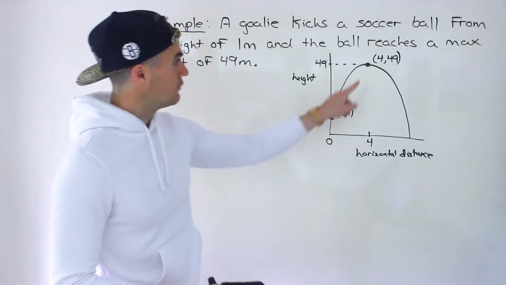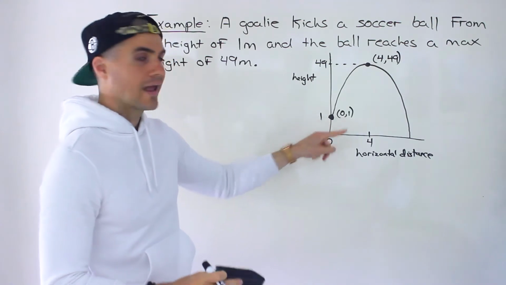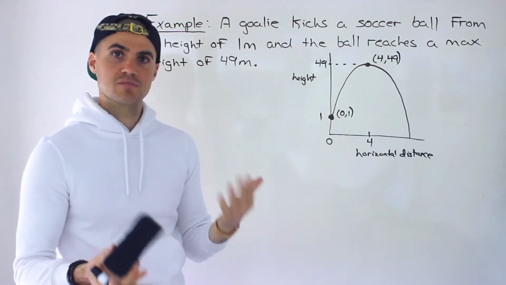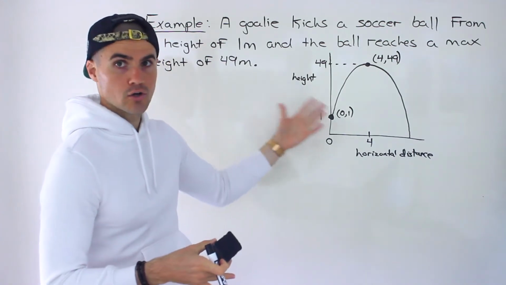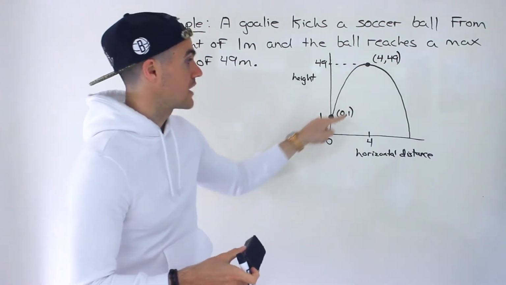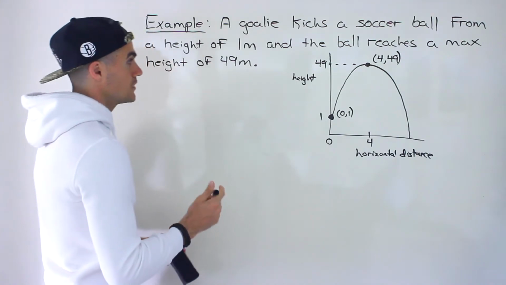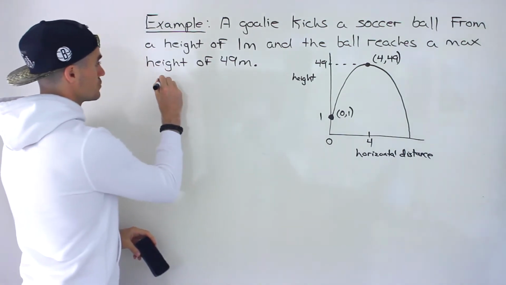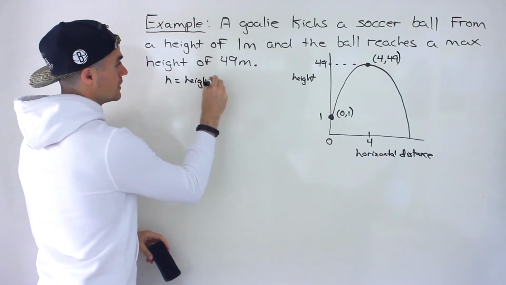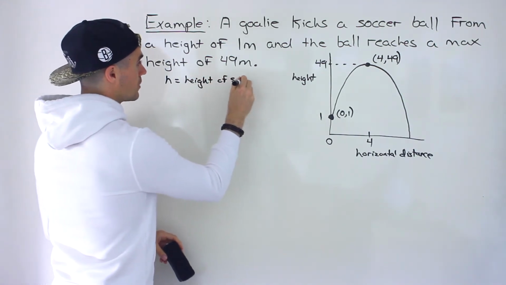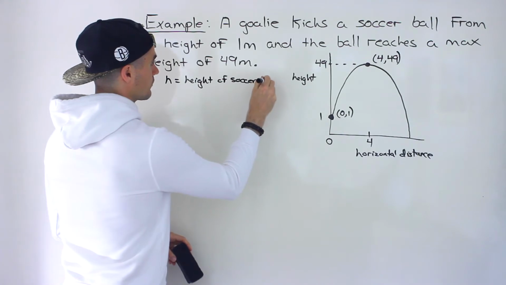So we're given a vertex and a coordinate, and it just becomes like one of those questions before where we had to find the equation of a quadratic, given a vertex and a point. So what I'm going to do is introduce some variables here. I'm going to let h equal the height of the soccer ball.